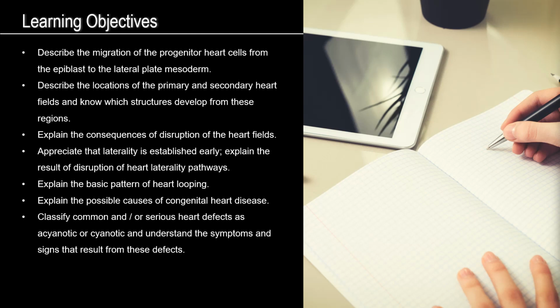Explain the consequences of disruption of the heart fields, and appreciate that laterality is established early, and explain the result of disruption of the heart laterality pathways. Explain the basic patterning of heart looping, and explain the possible causes of congenital heart disease. You should also be able to classify common and/or serious heart defects as cyanotic or acyanotic, and understand the symptoms and signs that arise from these defects.